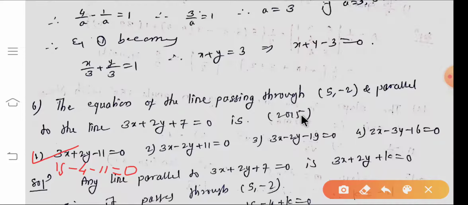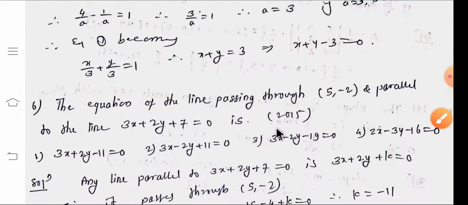This is the simplest method. Now if you substitute in another option, 3 into 5 is 15, and minus 2 plus 2 is 4, that is plus 4 comes. So 4 plus this 11 means 30 comes, which is not equal to 0. So this is also not equal to 0, this is also not equal. Therefore the first option is the right option.